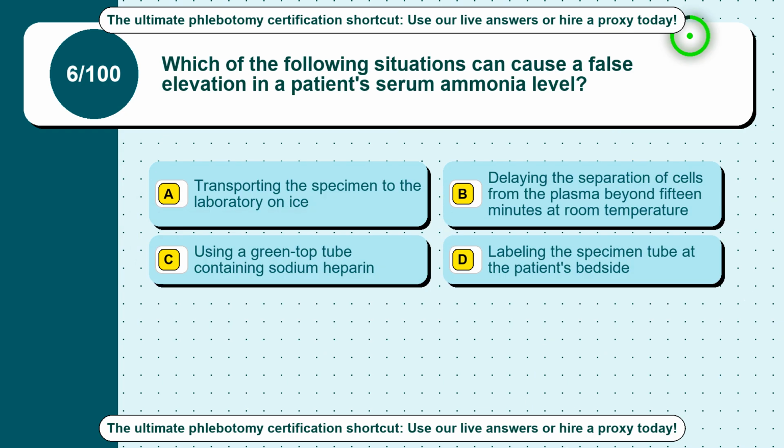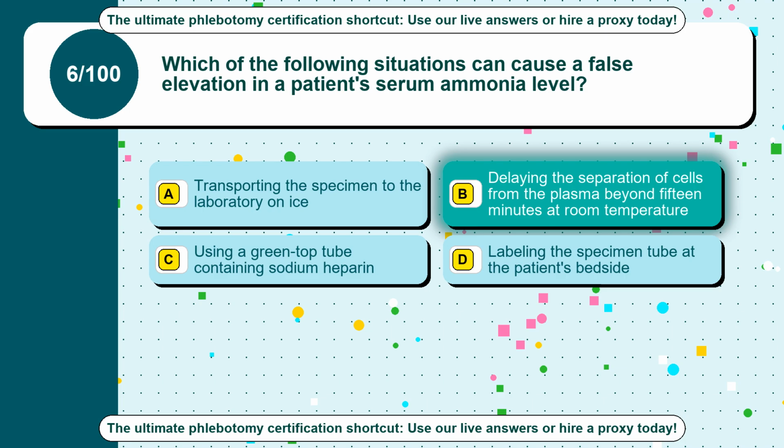Question 6. Which of the following situations can cause a false elevation in a patient's serum ammonia level? Option A. Transporting the specimen to the laboratory on ice. Option B. Delaying the separation of cells from the plasma beyond 15 minutes at room temperature. Option C. Using a green top tube containing sodium heparin. Option D. Labeling the specimen tube at the patient's bedside. The correct answer is option B.